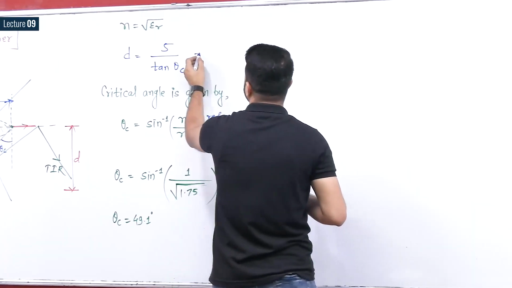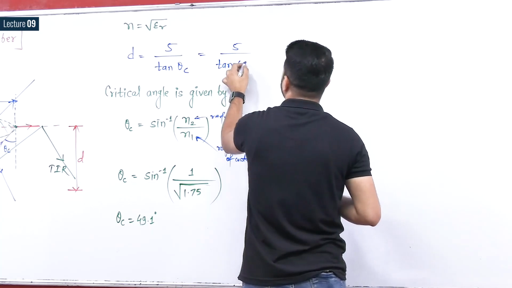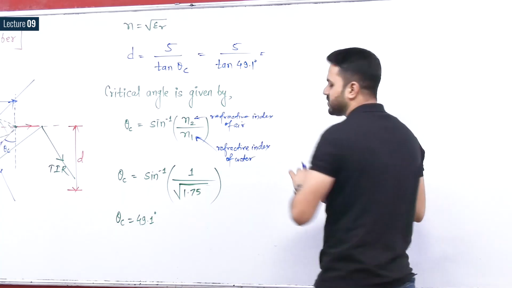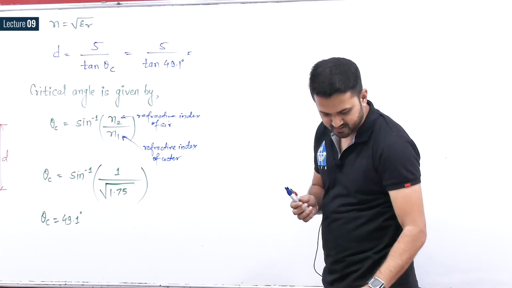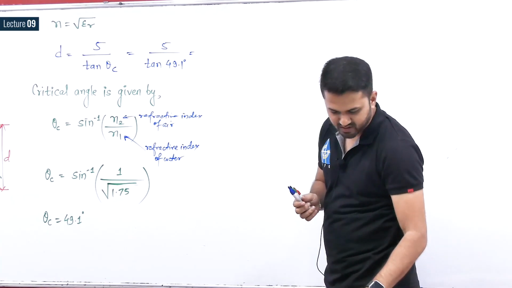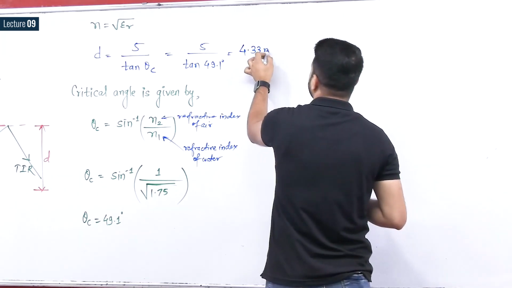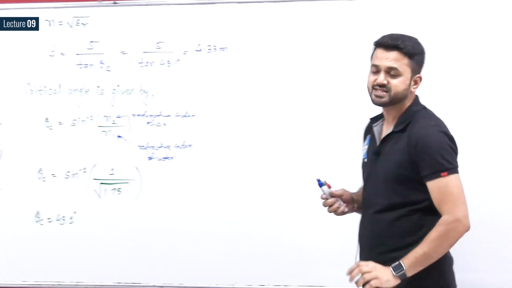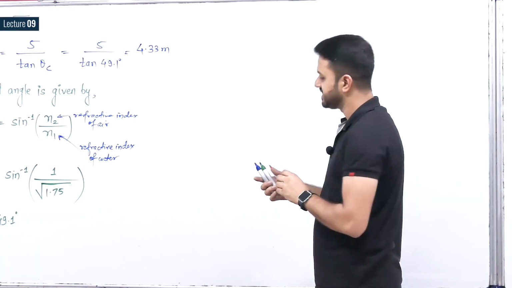So from here we can have the value of d, which is 10 tan 49.1 equal to 5 divided by d, and the answer is 4.33. So the value of d at which the light source is placed is 4.33 meters. So the correct answer would be 4.33.